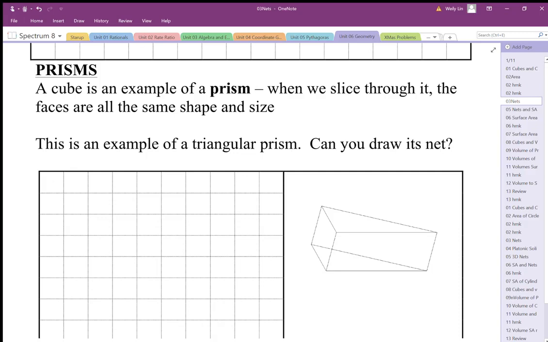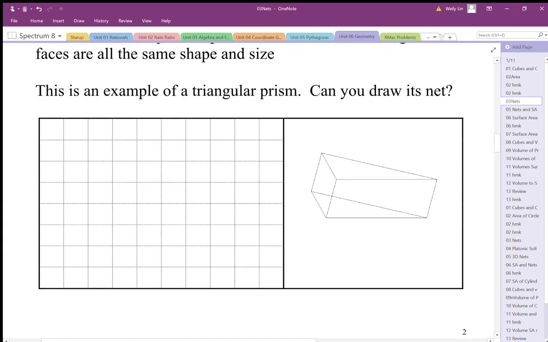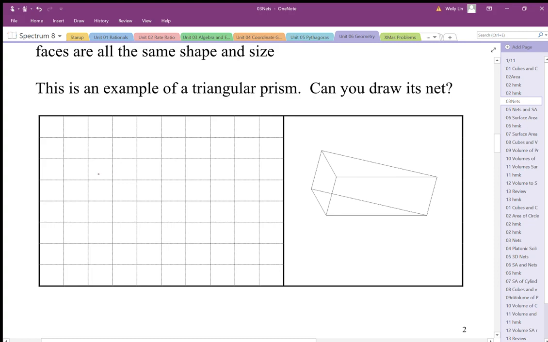If every slice is exactly the same, that loaf of bread is considered a prism. So this is a triangular prism. Can you draw the net? A good way to draw the net, I find, is to go around the outside of that object, and then think of the side pieces separately.